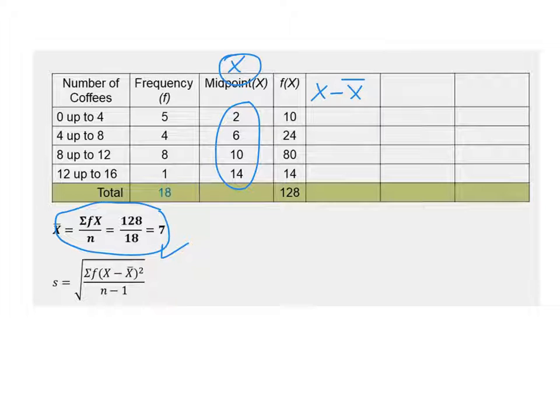So we're going to do 2 minus our mean of 7 gives us -5. 6 minus 7 gives us -1. 10 minus 7 gives us 3. And 14 minus 7 gives us 7.